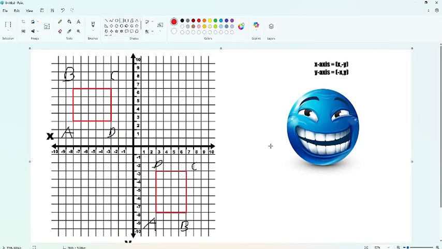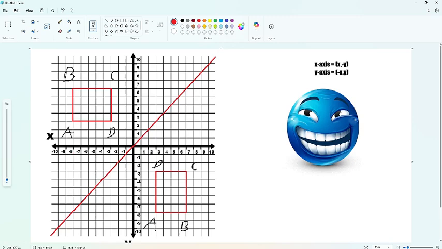Alright, now students, what do you think this would be? What line of reflection would this be? Take a second to figure it out. If you said this line, you'll be correct. Why? Let's see why.